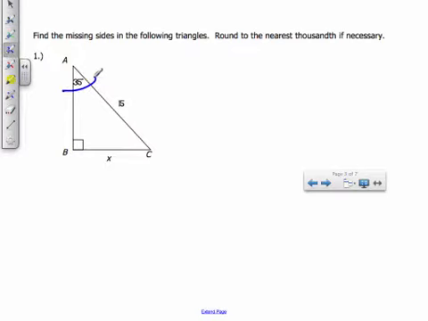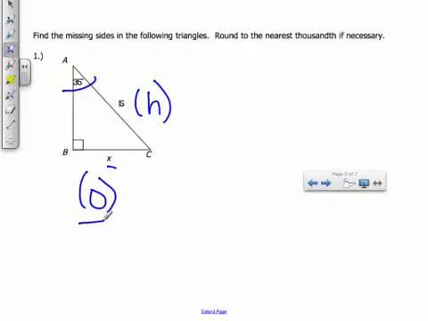So everything is based on the angle that I know. So I know this 15 right here as well. This is going to be the hypotenuse because it's always the hypotenuse, okay? And how is this x related to this angle right here? Well, it's the side that's opposite it.